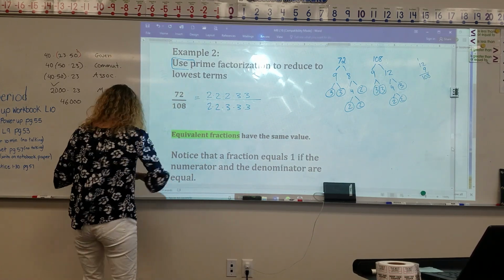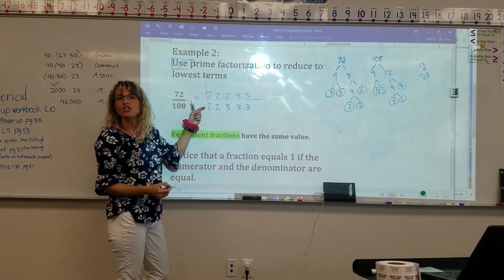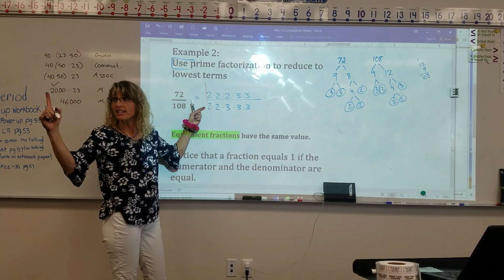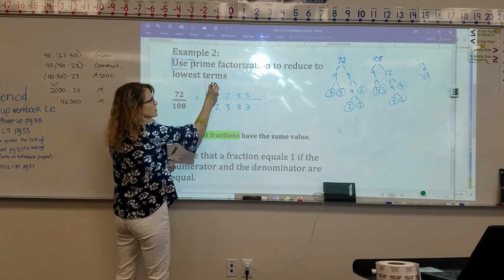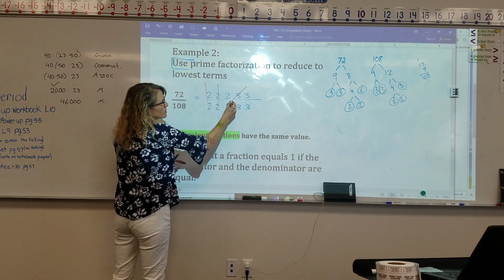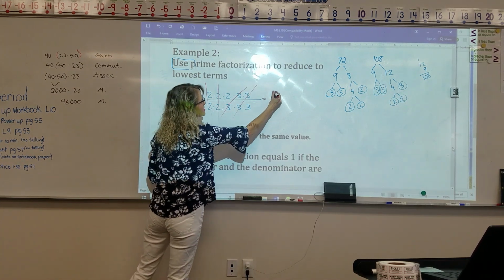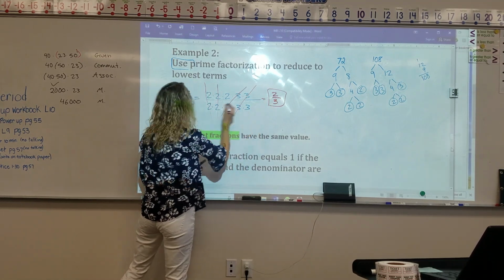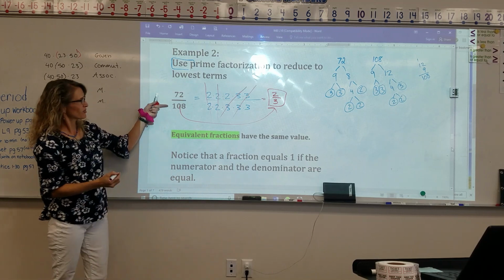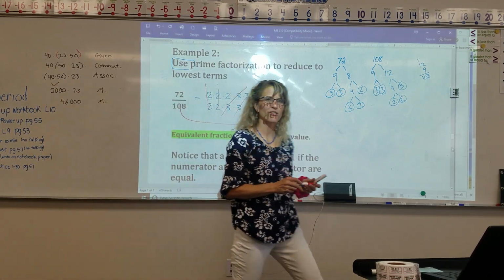This is the funnest part because it's a karate chop. 2 and 2 becomes 1. If it's the same on top and the same on bottom, it becomes a 1. 2 and 2 becomes a 1. 3 and 3 becomes a 1. 3 and 3 becomes a 1. What am I left with? 2 on top, 3 on the bottom. Look at that. That huge fraction really is 2/3. It's kind of a fun way.